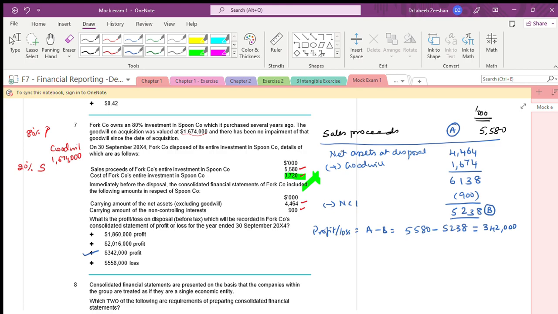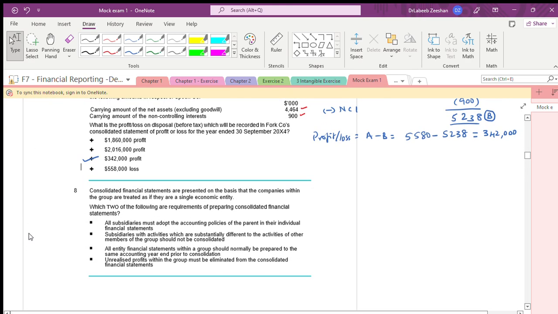Is it okay? Yes. Next. Now you can understand the exam pattern. This is the exam pattern. They will give theory, they will give calculations. Is it right? Next.